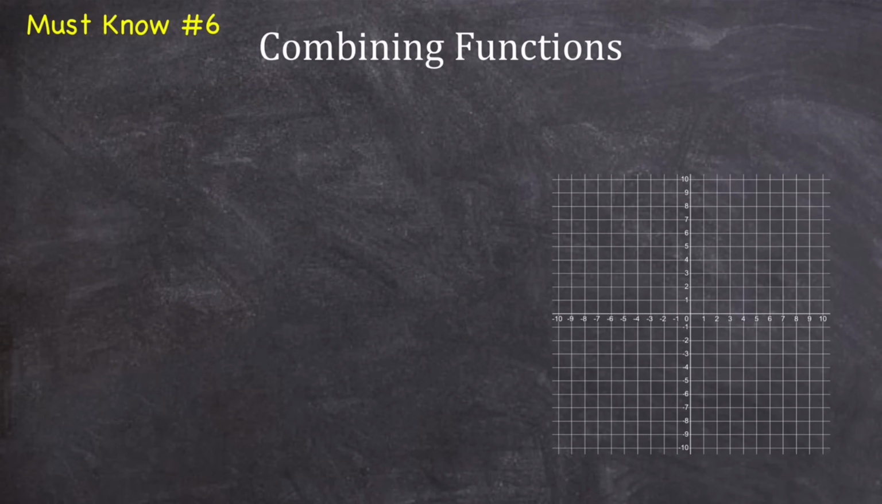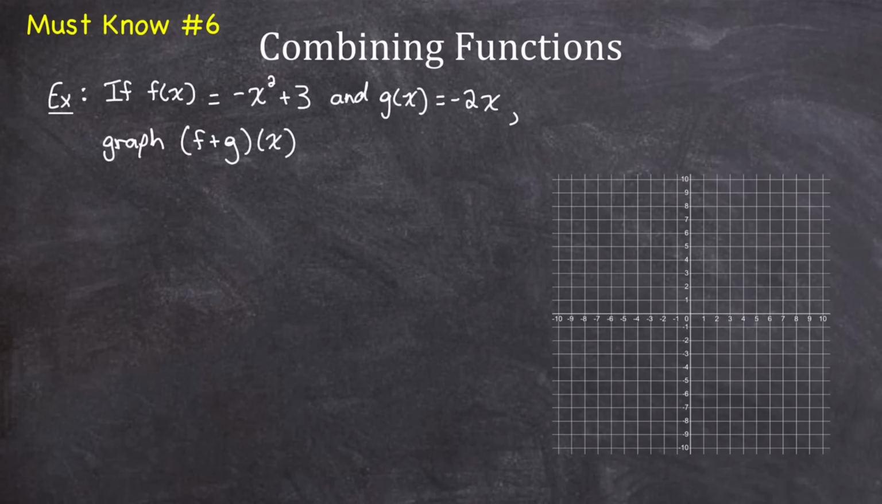Lesson number 6, combining functions. Let's look at this example. The example says if f of x equals negative x squared plus 3 and g of x equals negative 2x, let's graph f plus g of x, which is just another way of saying graph f of x plus g of x. So there's two ways we can do this.